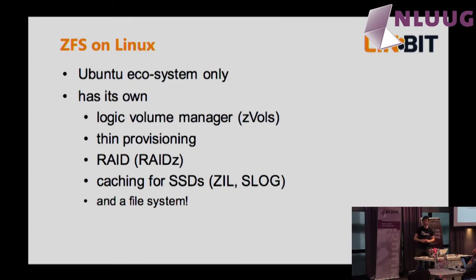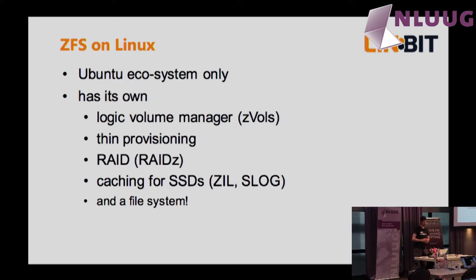ZFS is a very powerful file system with 128 bit addressing. And it can do pretty much the same things as LVM, as well as some additional things that LVM can't do, like caching, integrated caching, even on the file system level. It can do thin provisioning, it can do kind of logical volumes, it can either do logical file systems or it can do logical block devices.